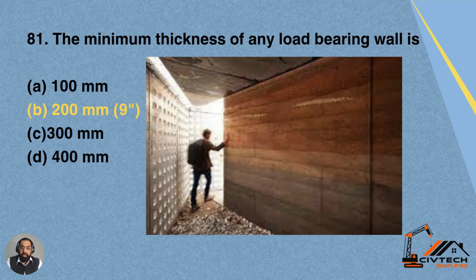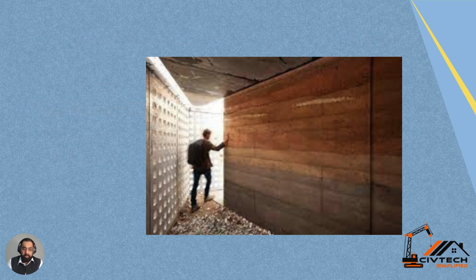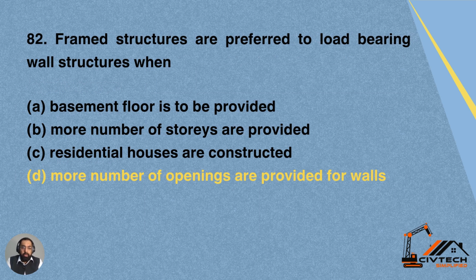Then we have 81. The minimum thickness of any load-bearing wall is. How much should be the minimum thickness of any load-bearing wall? It should be 9 inches or 200 mm. Option A was 100 mm. Option B is 200 mm. Option C is 300. Option D is 400. So the correct option is B, which is 200 mm or 9 inches. The thickness of the wall which is bearing the loads should be at least 9 inches thick.